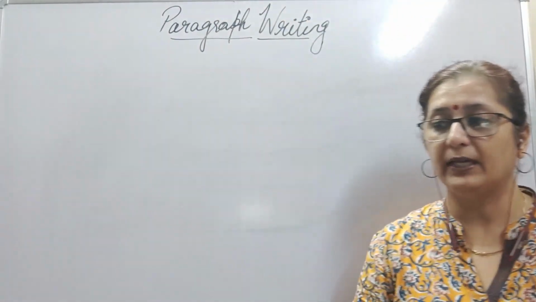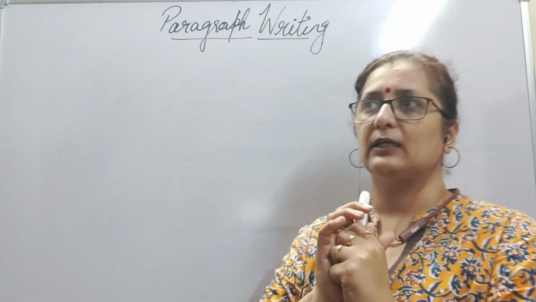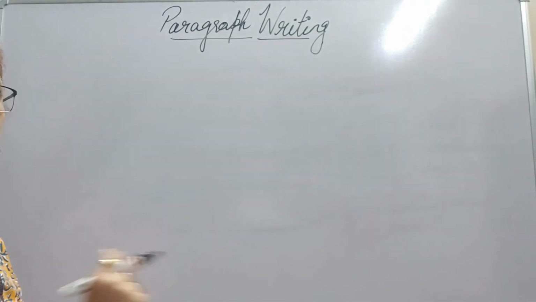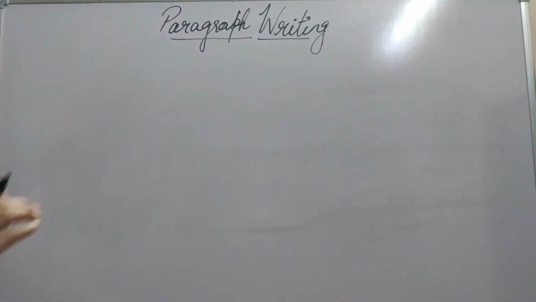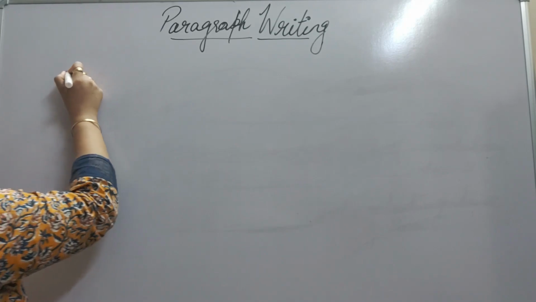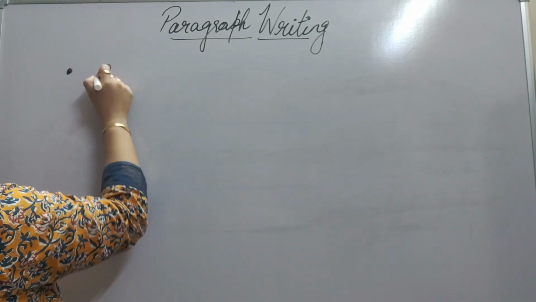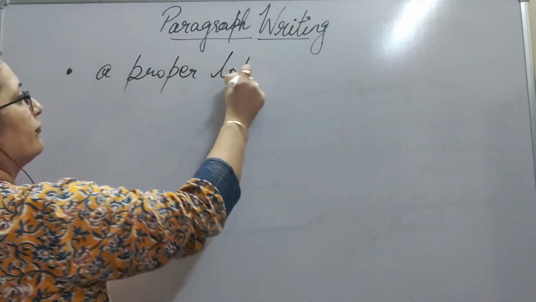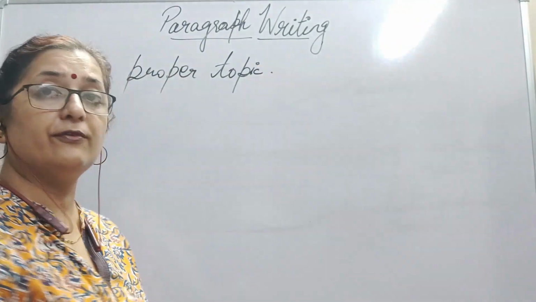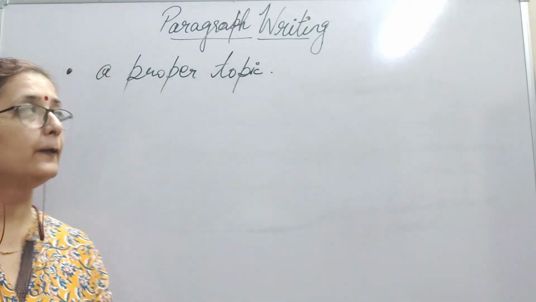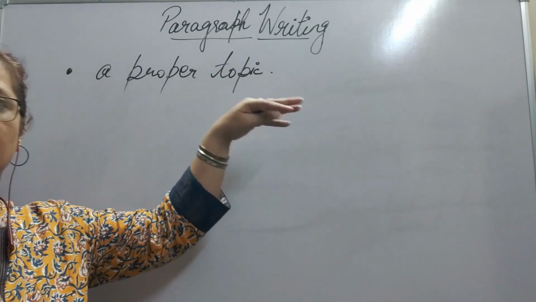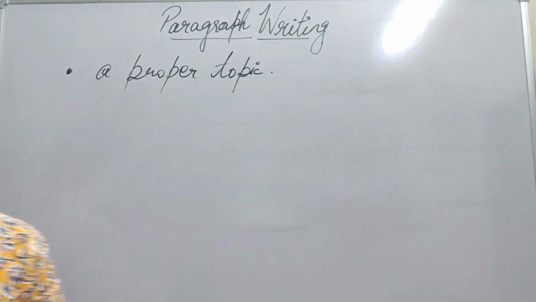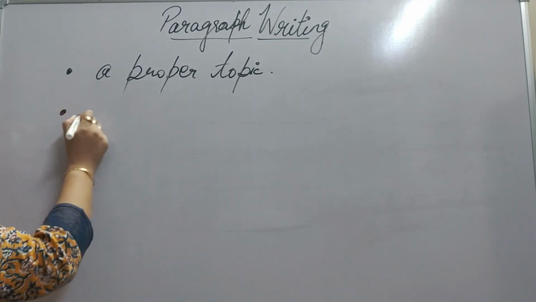Okay, now let's see what all a paragraph should have. First thing first, a paragraph should have a proper heading, right? It should have a proper topic to begin with. That is the first and the foremost thing that we need for a paragraph. If we do not have the topic, we cannot write about it. After we've got the topic, what is the next thing that we require?